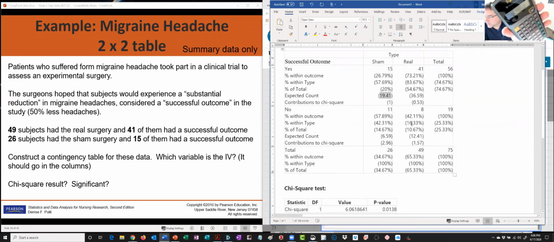So this one's a little different because the groups are different. We have 26 in the sham and 49 in the real. So we don't have equal groups, so we're going to get a little bit different numbers here.